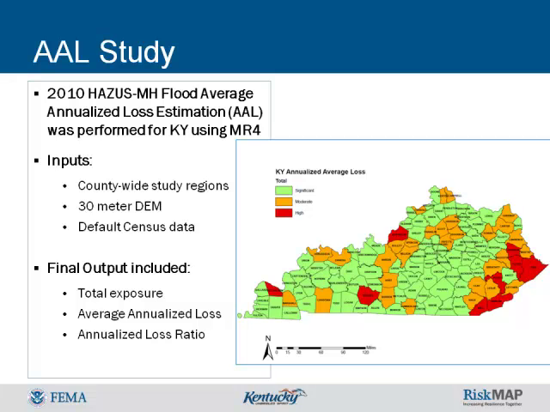Outputs from the study included information on total building exposure, total losses, and the loss ratio between these values, what percentage of structures and their content were damaged. These results were both for individual return period events and combined average annualized loss values.